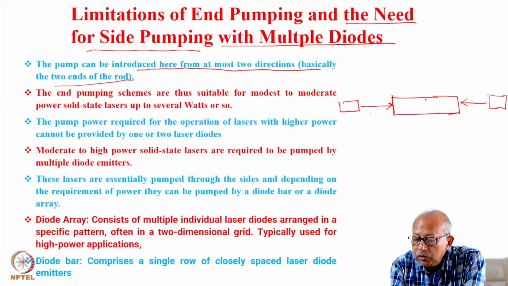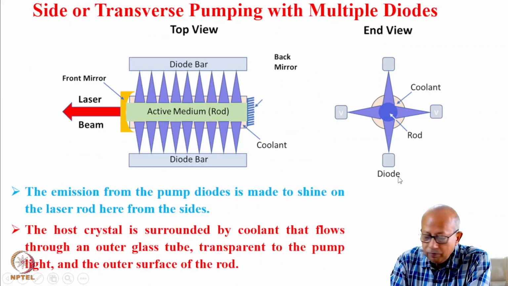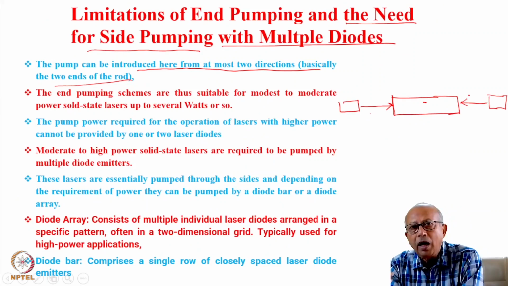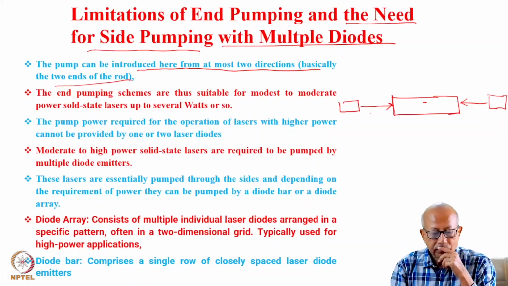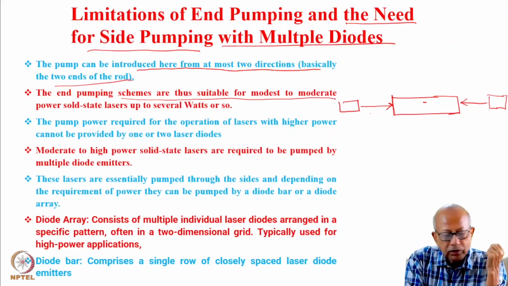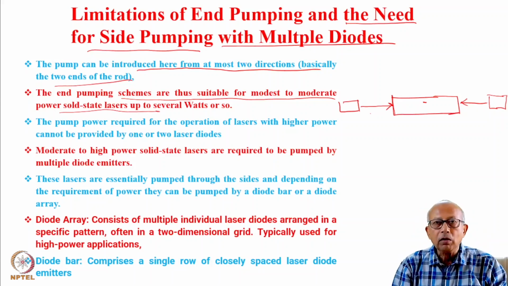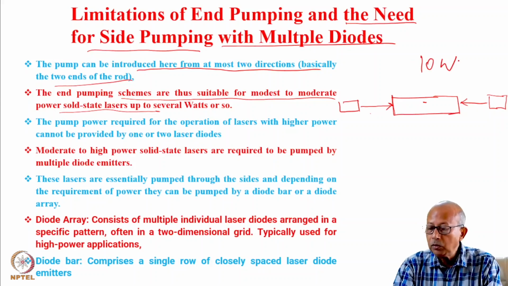So if you have to generate higher power, you will have to increase the pump energy. You can at most double this pump energy by putting a second diode and coupling its emission through the other end, and that is all. You can't go more than that. You have only two ends. The end coupling schemes are thus suitable for modest to moderate power solid state lasers, up to just several watts, a few watts. Probably you cannot go even to 10 watt.